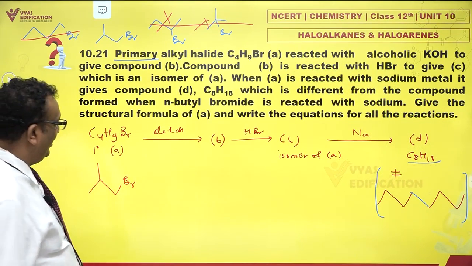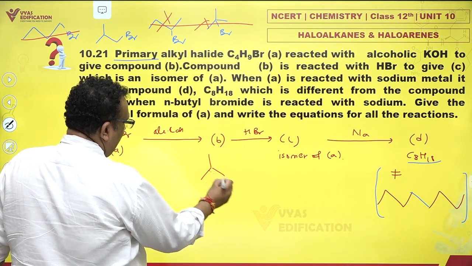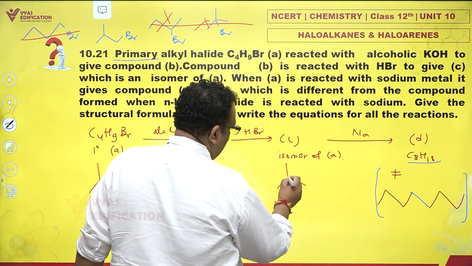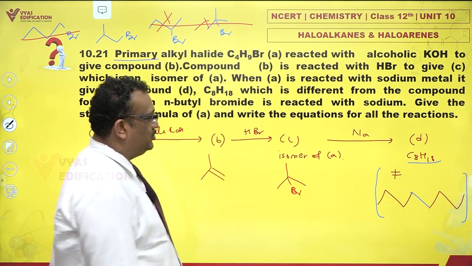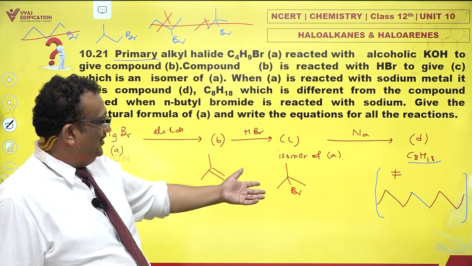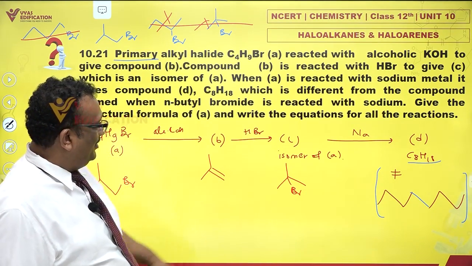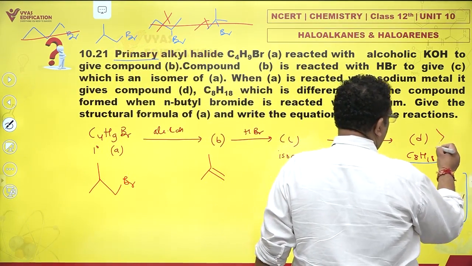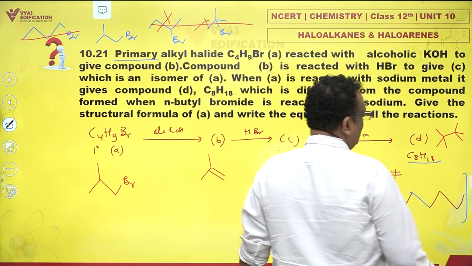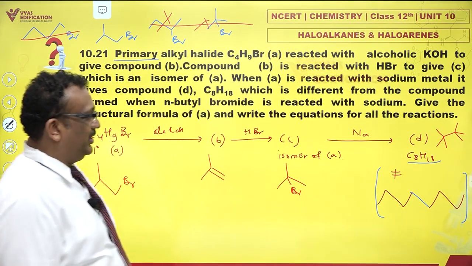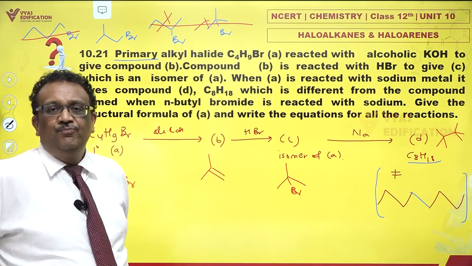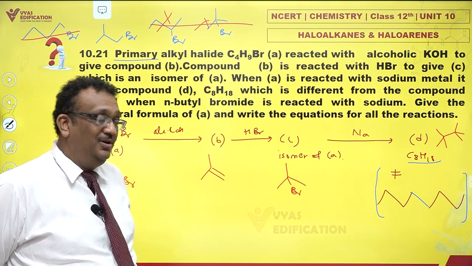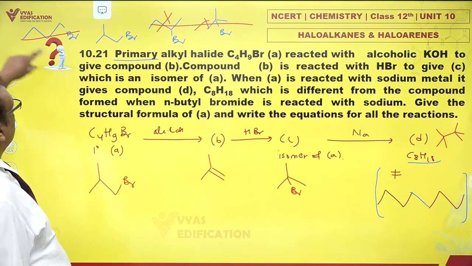Now let me try. If I use alcoholic KOH, B would be isobutylene. With HBr, I would obtain tertiary butyl bromide. And if I react this tertiary butyl bromide with sodium, I would get something like this. This is what they are saying. This is what I'm expected to get, which is not the same as n-octane. Well, it sounds okay. Could there be any other offer? Let me explore this also.